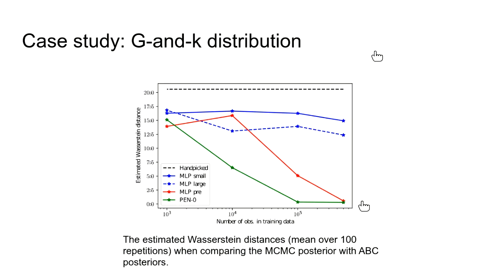So we see that we obtain a smaller Wasserstein distance compared to the other methods, and that means that our ABC posterior that we obtain using PEN zero is more similar to the true posterior compared to the ABC posteriors that we obtain when we use the other types of networks to compute the summary statistics.